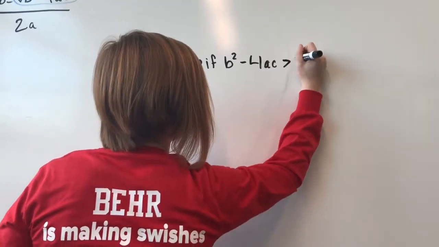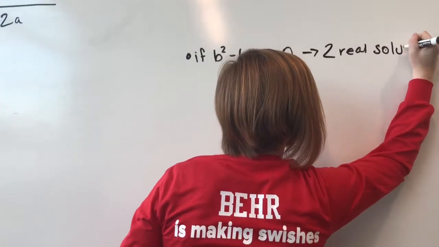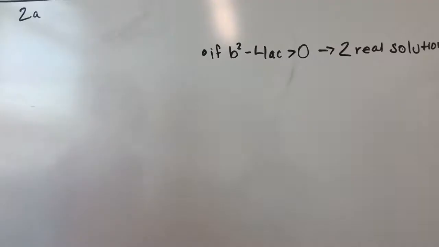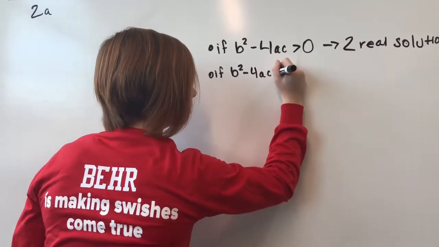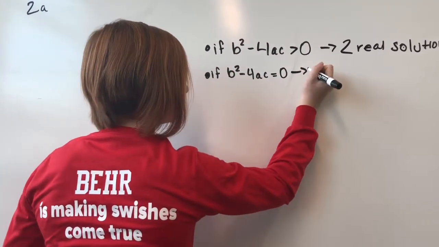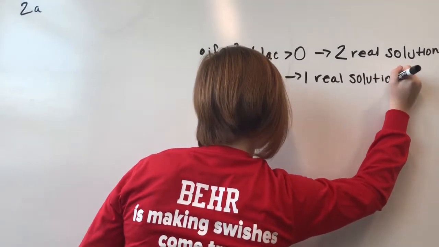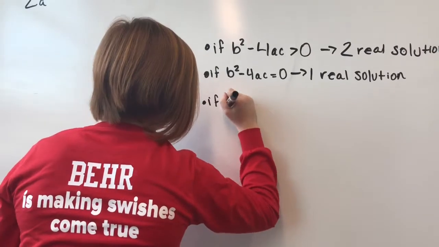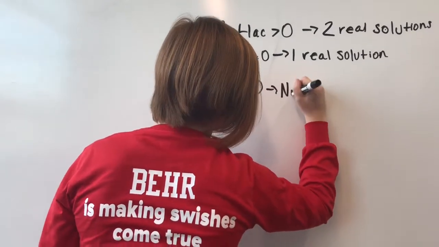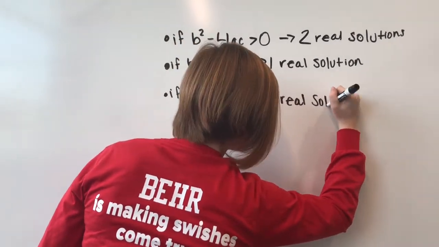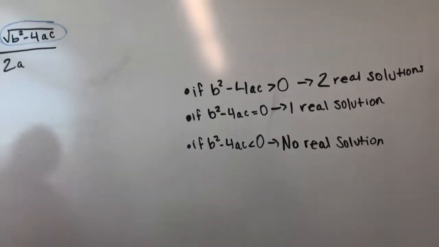So taking that small chunk, if it's greater than 0, that means there are 2 real solutions to the equation. If the discriminant, which we find from the equation, equals 0, that means we have 1 real solution. And then, if that expression, b squared minus 4ac, is less than 0, that means there are no real solutions to our problem. So keep that in mind.